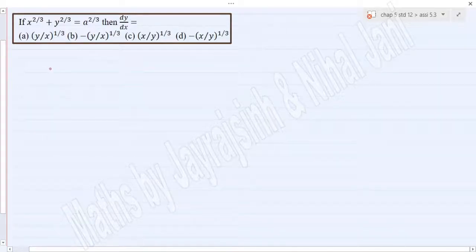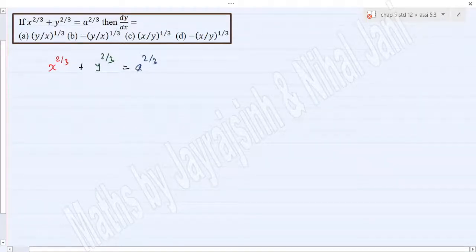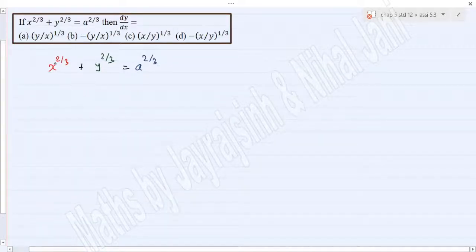Here we have x raised to 2/3 plus y raised to 2/3 is equal to a raised to 2/3. And we have to find dy by dx. This equation is in its simplest form. So let's move to the next step in which we have to differentiate both the sides.